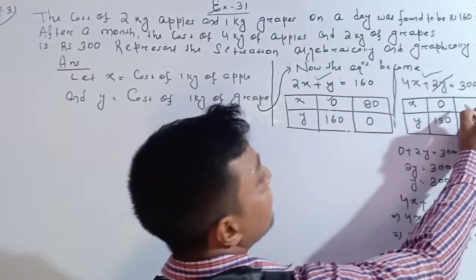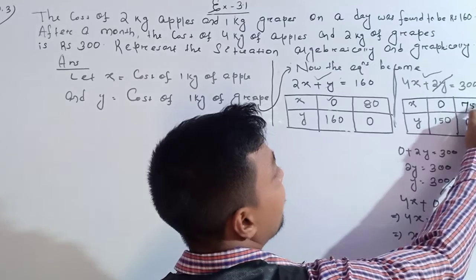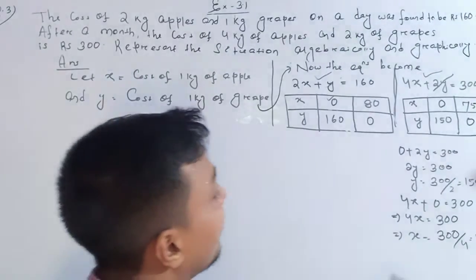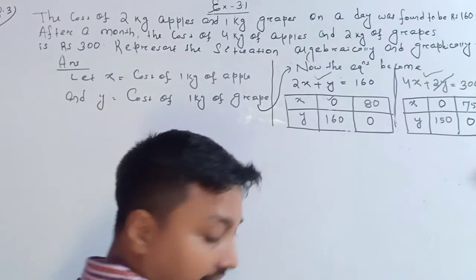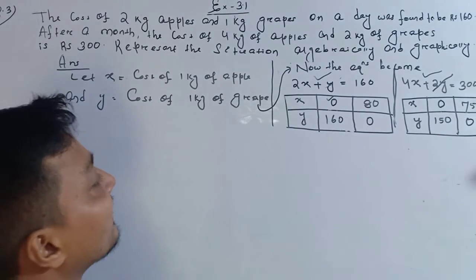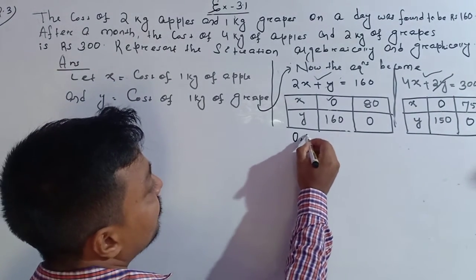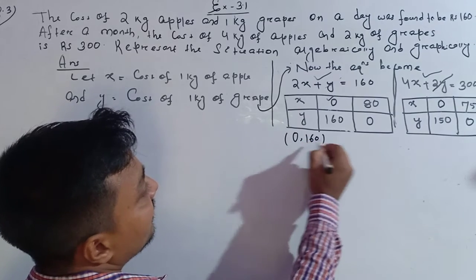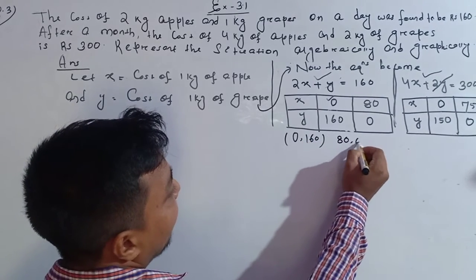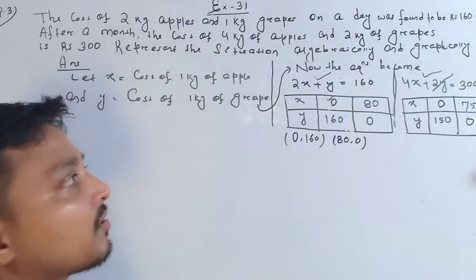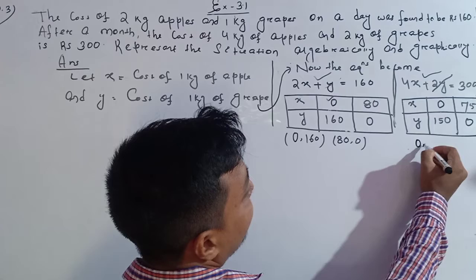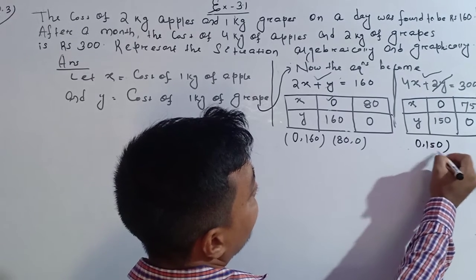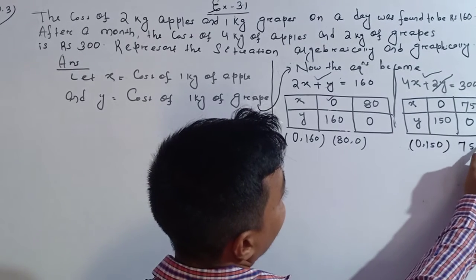So for the next point, the next solution is 75 and 0. For the construction of the graphical representation of the first linear equation, 2 points are required: one point is 0, 160, and the second one is 80 and 0. For the second linear equation, 2 points will also be required: one point is 0, 150, and another one is 75, 0.